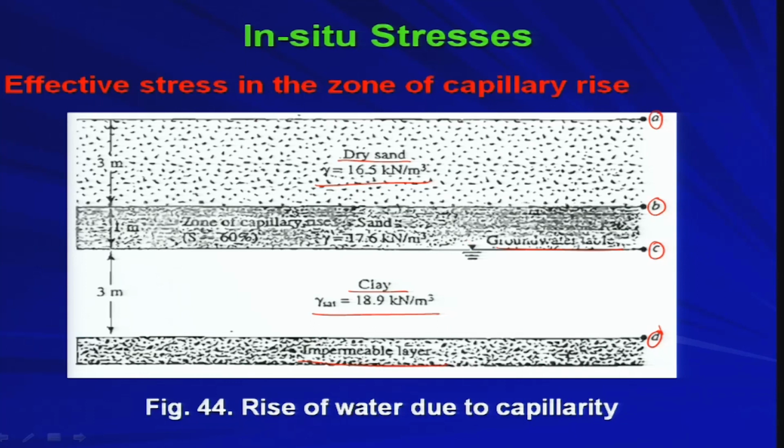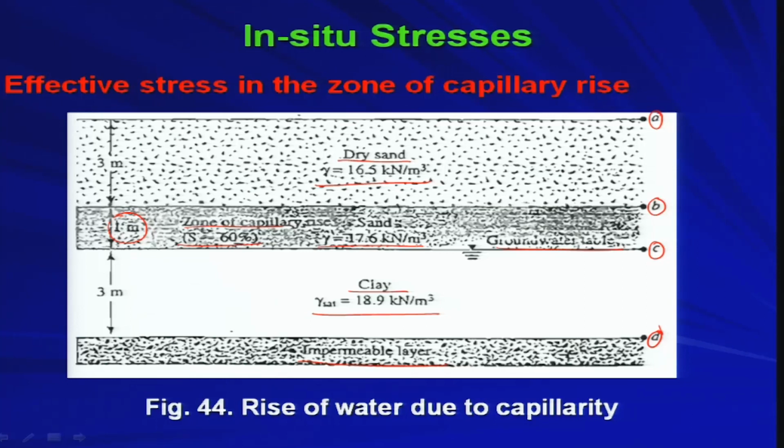Now, on top of the groundwater table, whatever soil is there is nothing but the sand, but it is saturated sand due to the capillary rise. This zone is the capillary rise zone. It has been calculated, and they say 1 meter is the capillary rise. For that, the degree of saturation is 60%, which means a partially saturated zone in the capillary zone, and of course we have already seen that gamma prime is 17.6 kilonewton per meter cube.